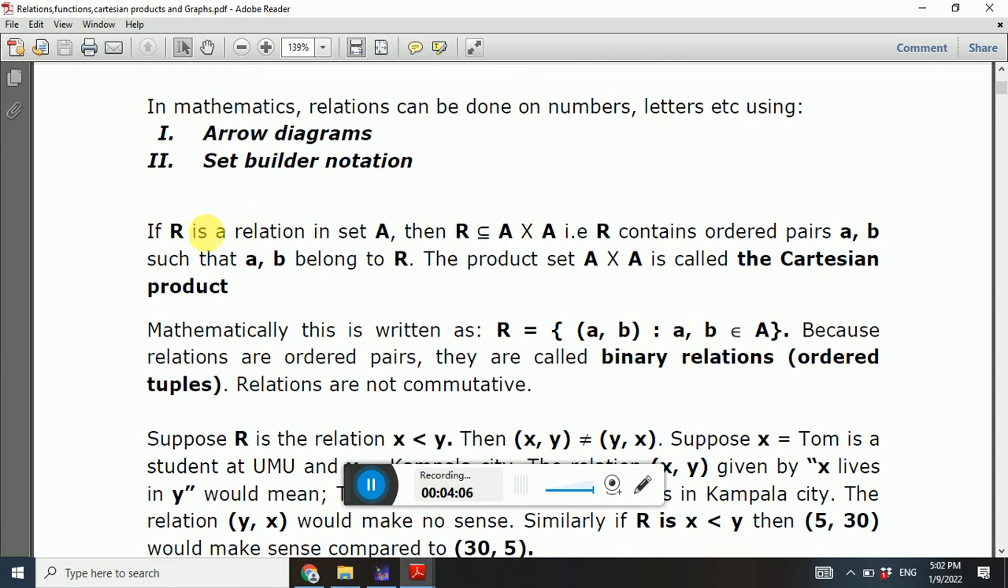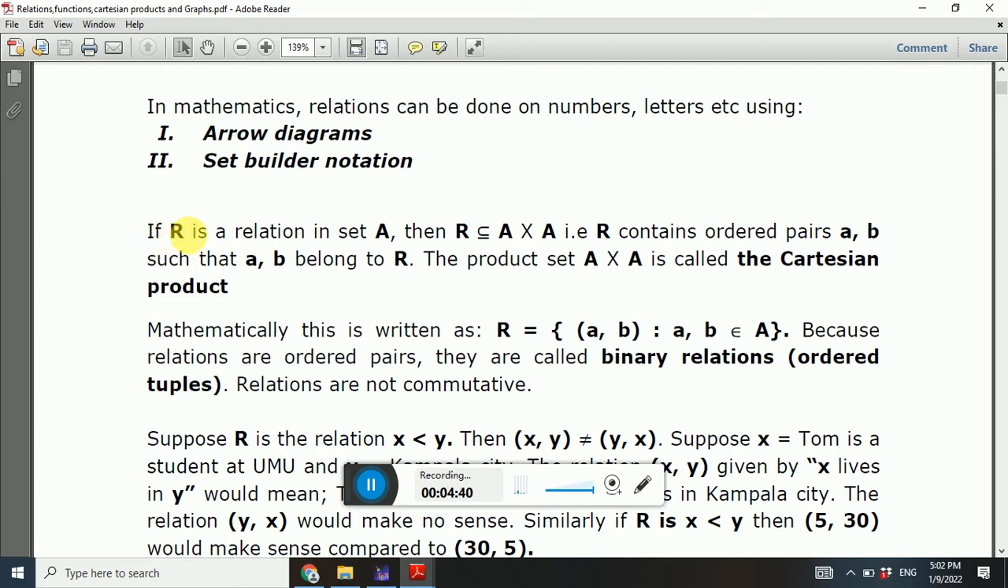Okay. So you're saying that if R is a relation on a set A, so you've said that for us in mathematics we shall do relations on numbers, letters, and so on. And these numbers or letters definitely come from a set. So we shall be using the notation of sets very often. Okay, so we have a set A and we want to define a relation R.